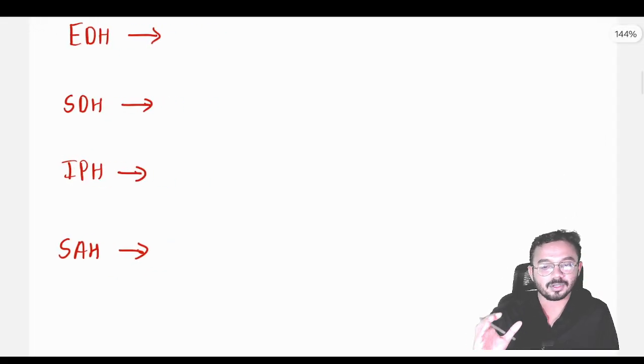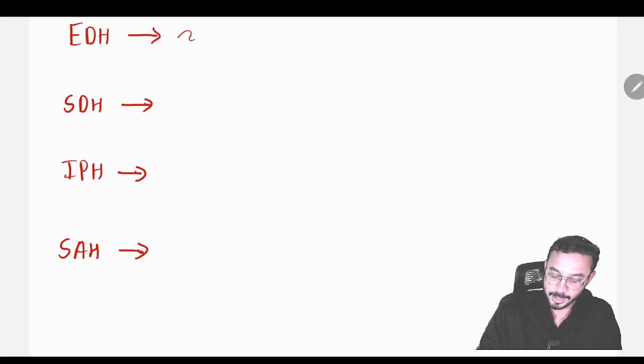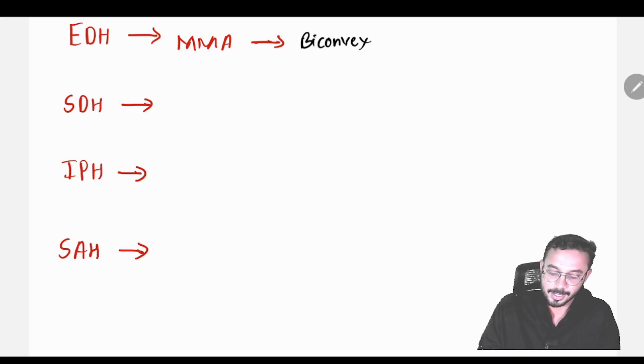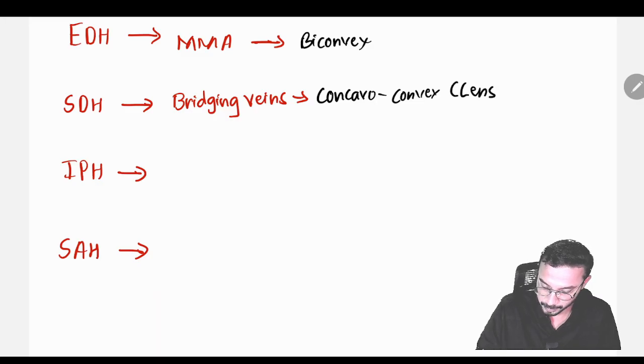This should go in your revision notes. So EDH, which artery is going to bleed? MMA, middle meningeal artery. What is the shape in CT? Biconvex. Management is craniotomy. In subdural hemorrhage, what is bleeding? Is this an arterial bleed or venous bleed? Venous bleed. Which? Bridging veins. How does the CT look? Concavo-convex shape or lens shaped.